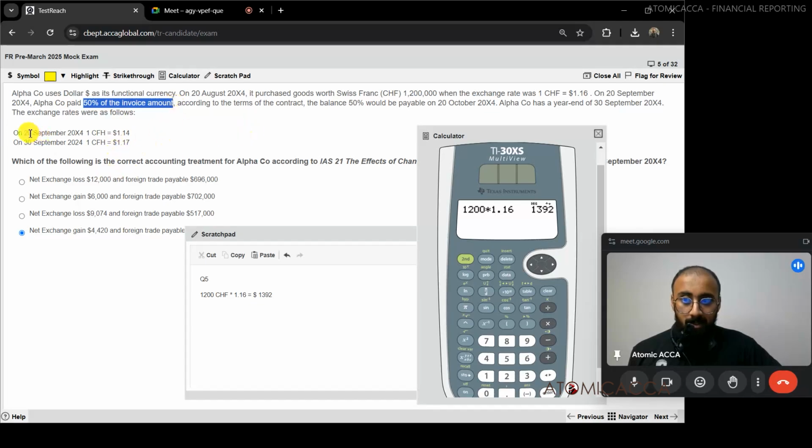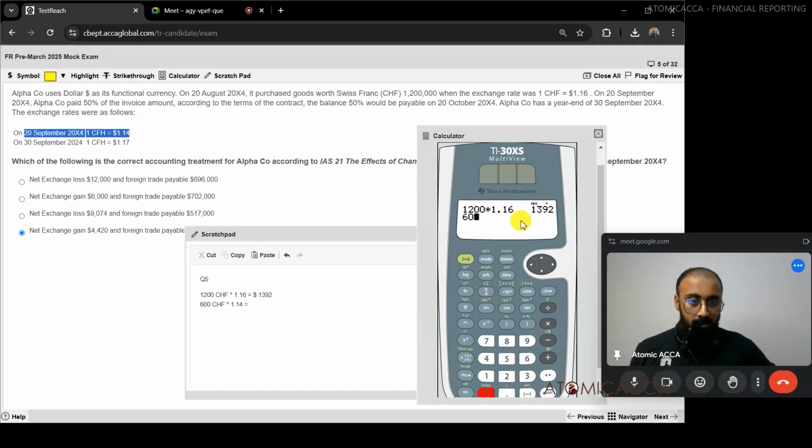All right. Then they're telling on 20th September 20x4, Alpha Company paid 50% of the invoice amount. So 20th September, that payment date, some rate is given 1.14. That means 50% is paid means 600 CHF is cleared. And when multiplied with the rate on that date will be 1.14. 600 multiplied by 1.14, that is 684. So that is equal to dollar 684.